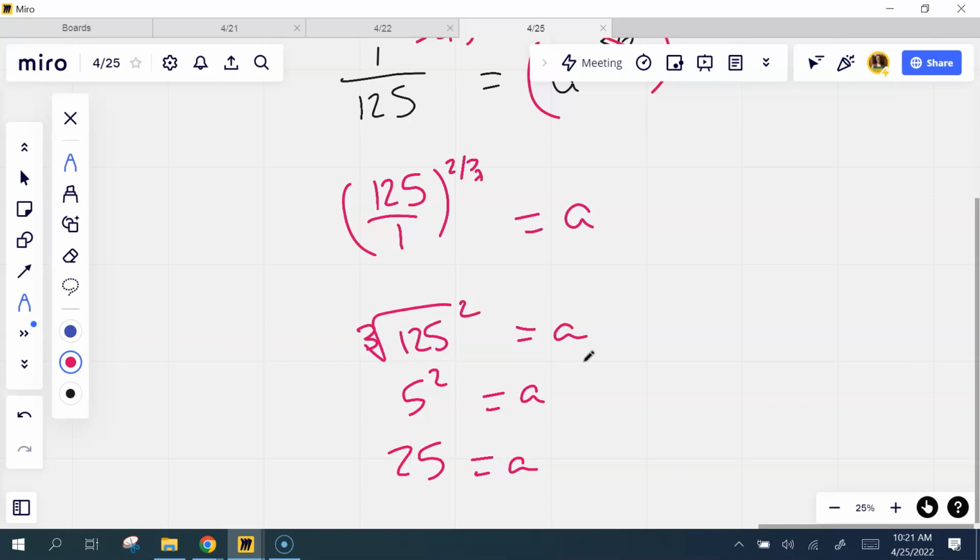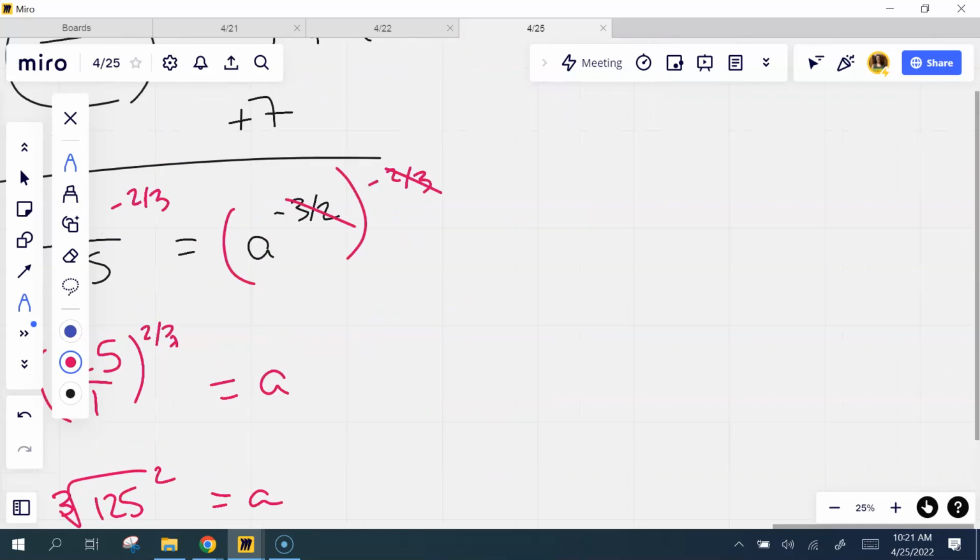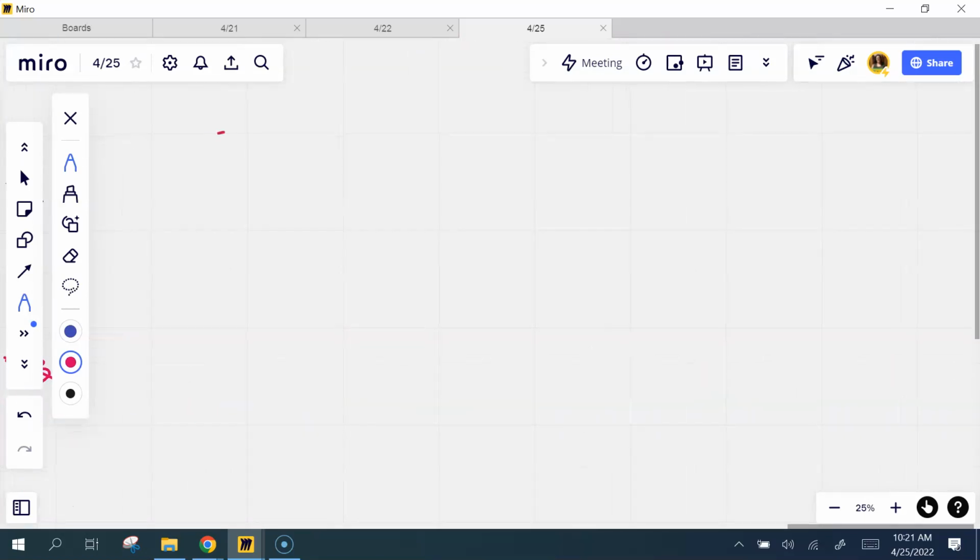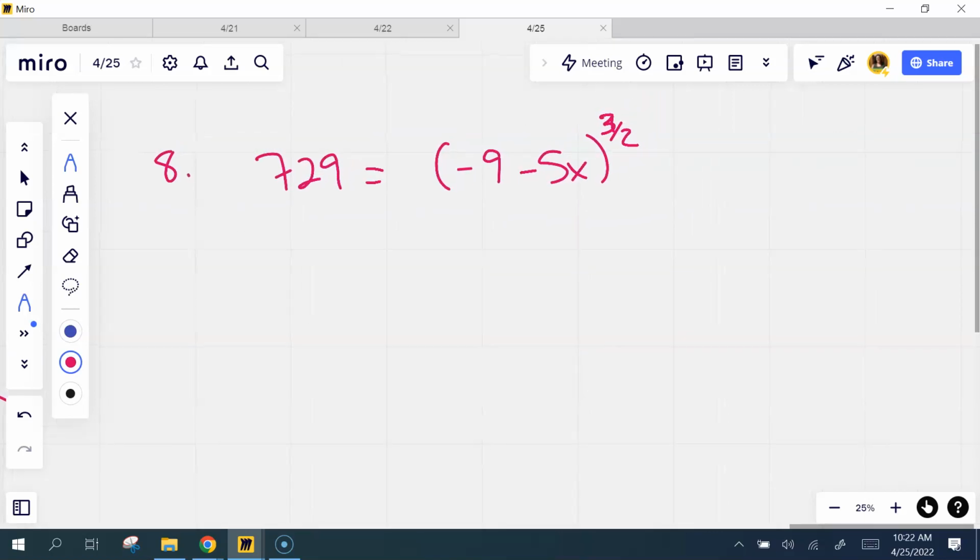All right. Anything else on that sheet? 8. 729 equals negative 9 minus 5x to the 1/2. What should I do first? Did I write it wrong? What are you distributing?